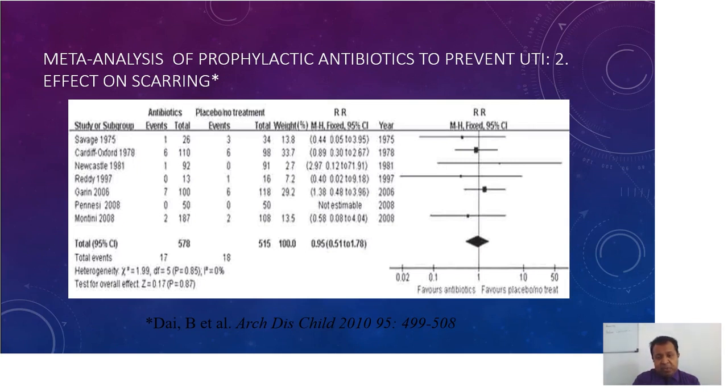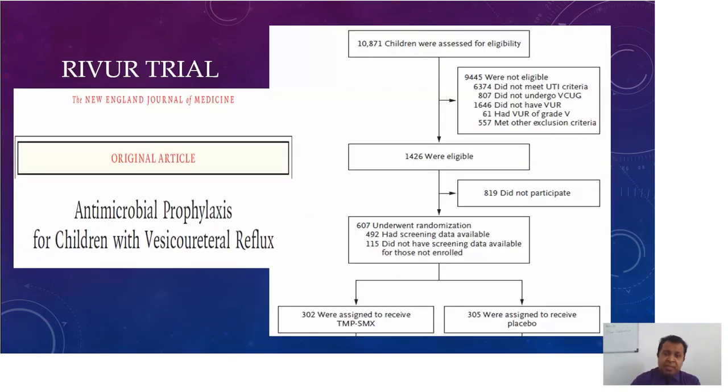These are studies published in 2010, but the most recent major trial, the RIVUR trial, has been done on children who have underlying vesicoureteral reflux. They were put on antimicrobial prophylaxis, and there was a placebo group, and 607 underwent randomization. This is the single largest study on prophylaxis antibiotics in children with underlying VUR.